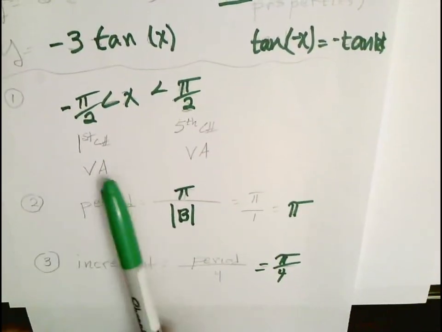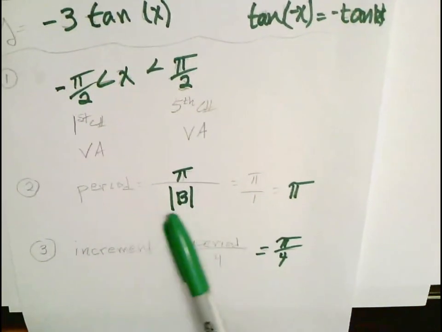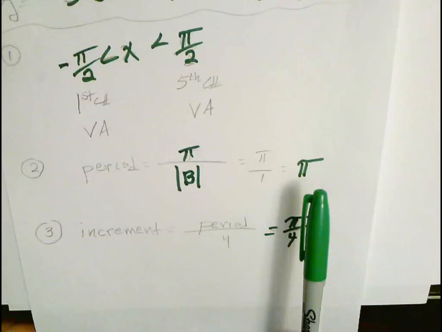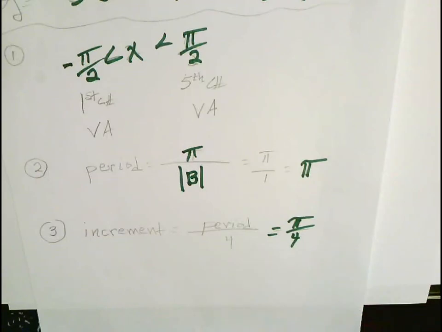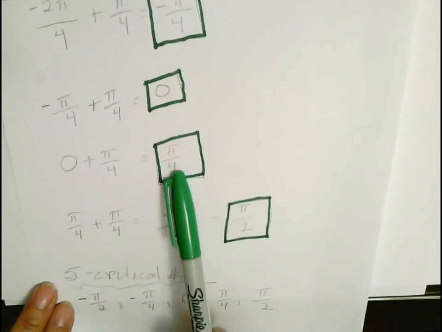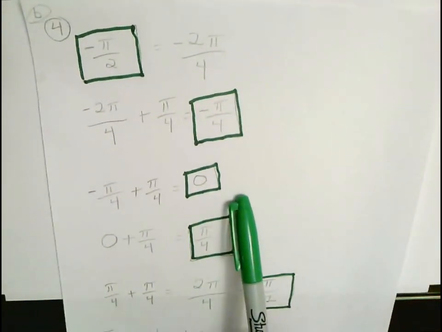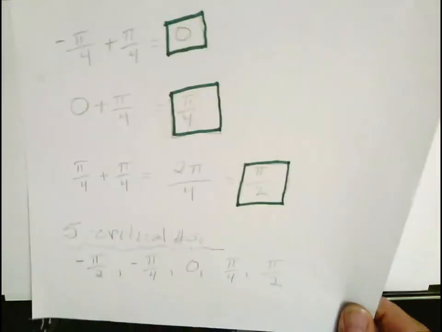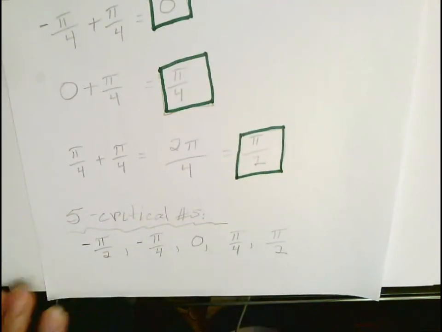So the first critical number, vertical asymptote. Fifth critical number, second consecutive vertical asymptote. Period, pi divided by b, so it's equal to pi. The increment is the period, pi, divided by 4. And we're using that increment to help us find the other critical numbers. So, again, to the first critical number, we add our increment. Third critical number, fourth critical number, fifth critical number. And again, I'm going a little bit fast, but remember you can always stop and rewind. We have done this before in some of the videos that we've already talked about. So here we have our 5 critical numbers.